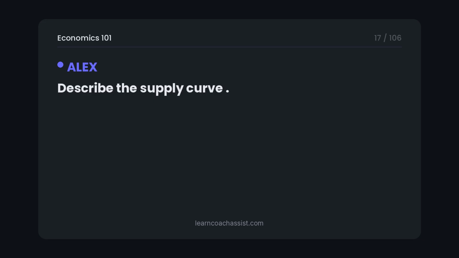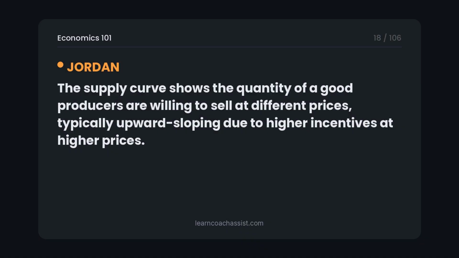Describe the supply curve. The supply curve shows the quantity of a good producers are willing to sell at different prices, typically upward sloping due to higher incentives at higher prices.